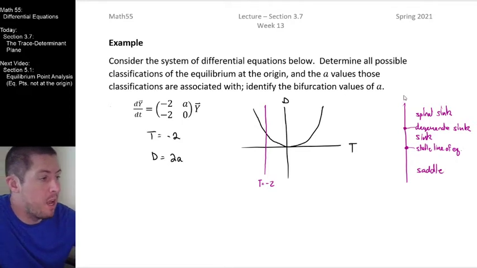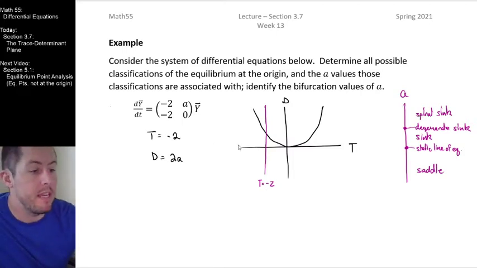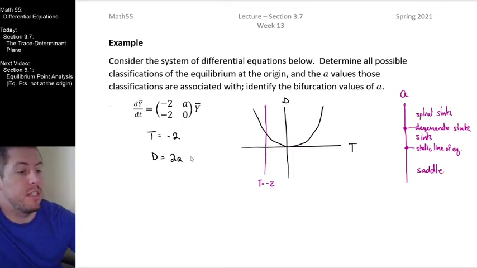So my question is, what are the A values that cause this to happen? That's what I'm not quite sure about yet. Well, one of them is pretty easy right here. I can see that I'm interested in knowing when is D equal to 0 and when are we going to hit the parabola here. So let's solve those.